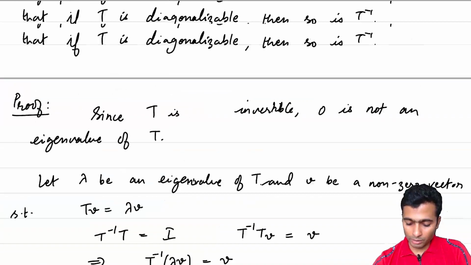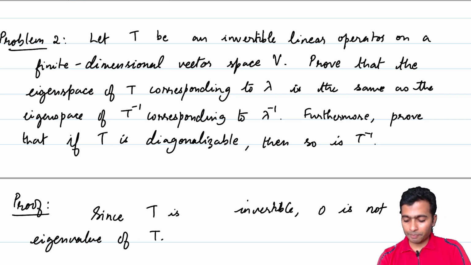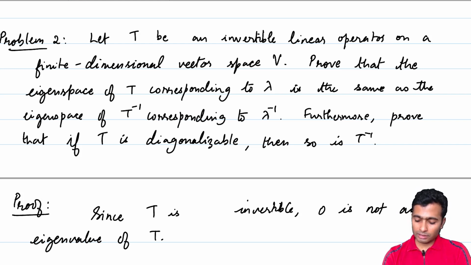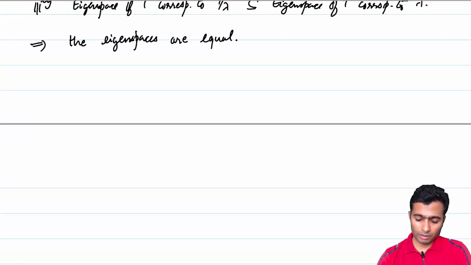But then there is a second part to the problem, if you recall. We were not attempting to only prove that eigenspaces are the same. We also wanted to show that if T is diagonalizable, so is T inverse. But that's quite straightforward, because if T is diagonalizable, then we have a basis consisting of eigenvectors of T, and we just showed that every eigenvector of T is also an eigenvector of T inverse, and therefore the same basis will give you what we want.